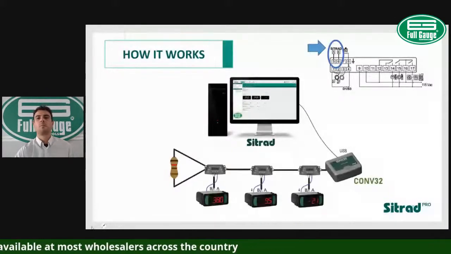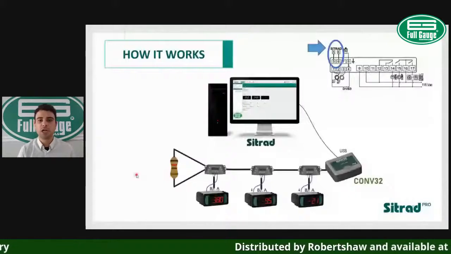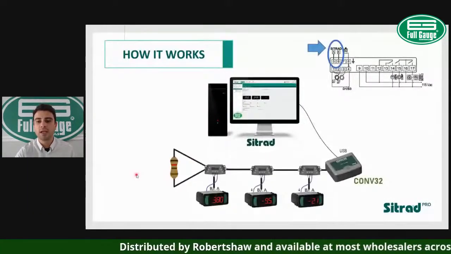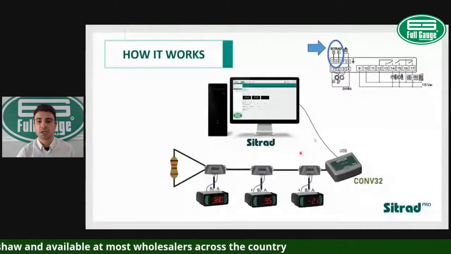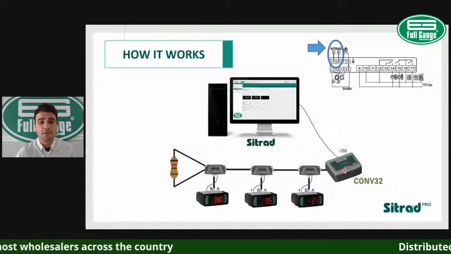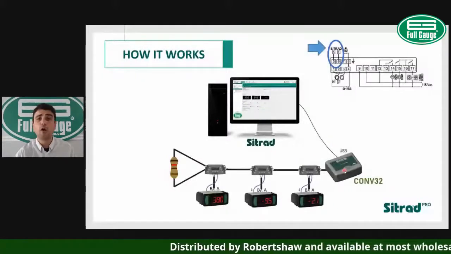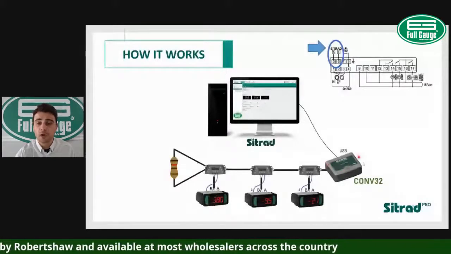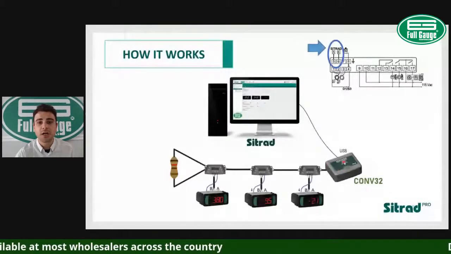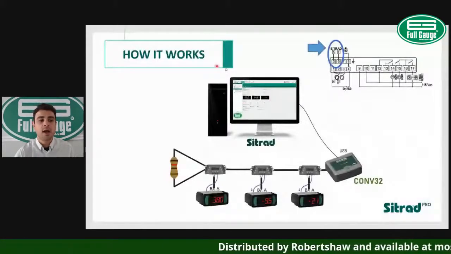Now, this is the most simple setup of the CTRAD software, the one with the CONV32. This is also the hardwired connection, because here I will have wires going from the controller to my converter interface, and a USB wire going from the interface to the computer. So this is the hardwired option.